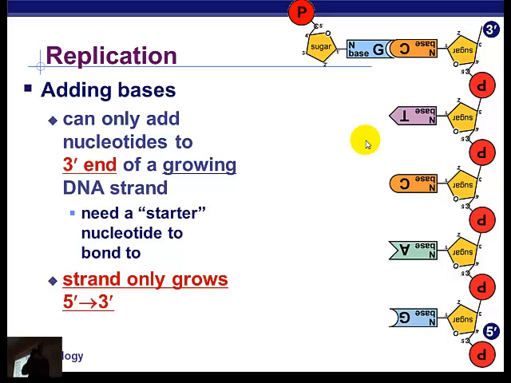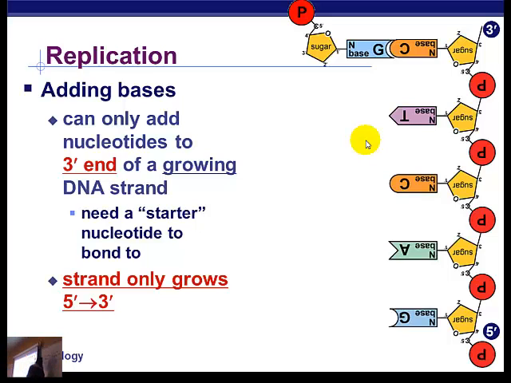So, take a look at this picture. Just listen for right now. You can go back and watch this later. I need everybody's eyes. I've got my 3' end up here and my 5' end down here of my original DNA strand. I can only build a new molecule in this direction.